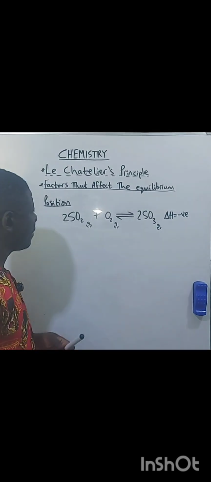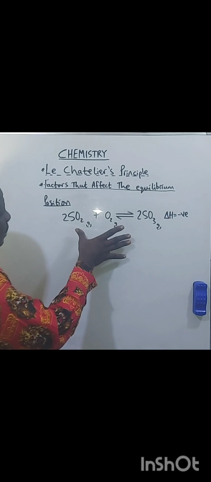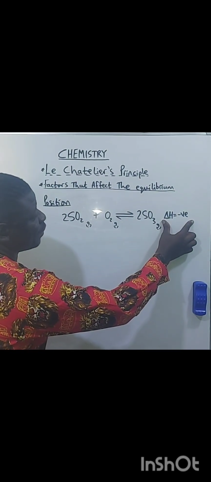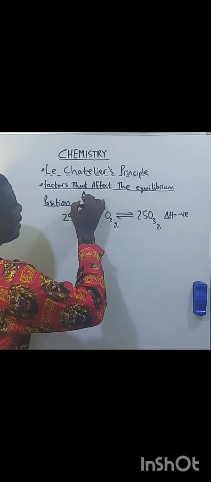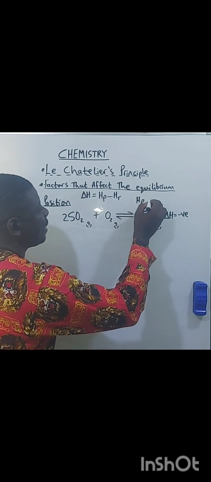Welcome to today's tutorial. So let's see how we can apply the factors that affect the equilibrium position in this reaction at equilibrium. So here, delta H is negative, showing that the reaction is an exothermic reaction. Remember, delta H is the heat content of a reaction, which is heat content of the product minus heat content of the reactant. So for delta H to be negative shows that the heat content of the product is less than the heat content of the reactant.